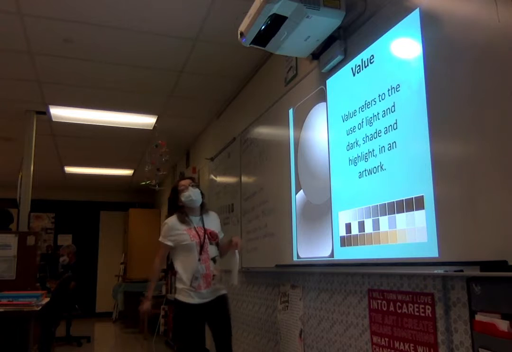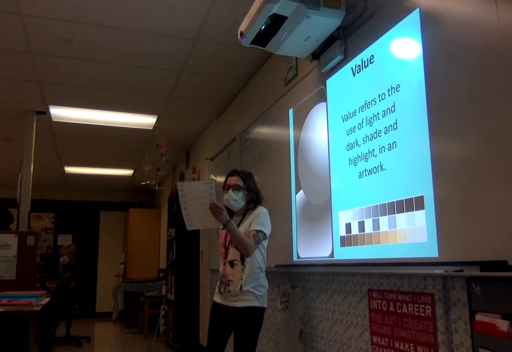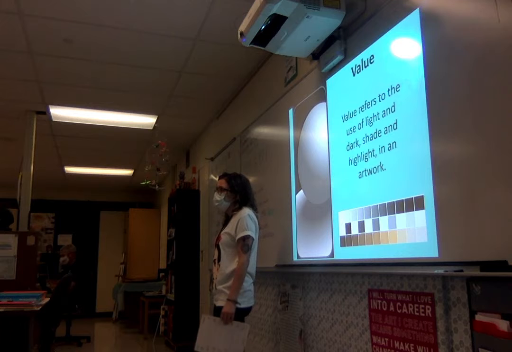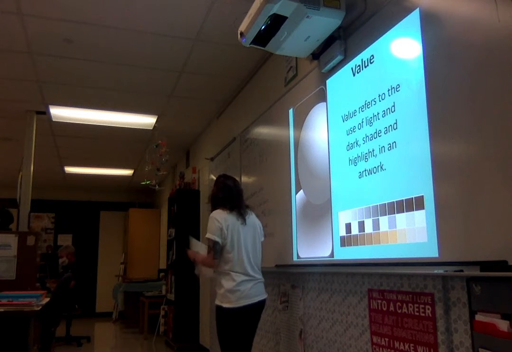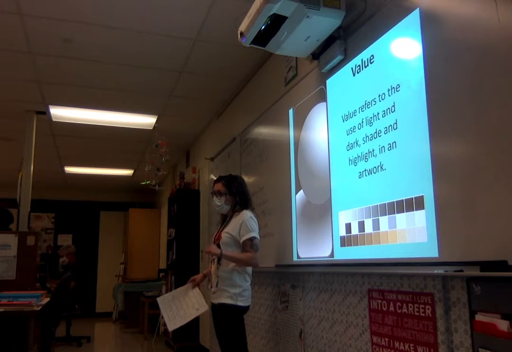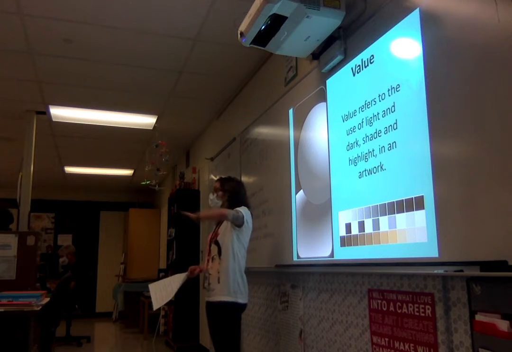So what do you think that means? What should we do with box 0 white? Correct. Leave it white. We're not touching that box. What should we do with box number 6? Make it the darkest you can.